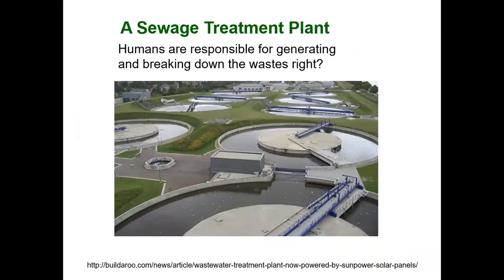And here we have a sewage treatment plant. Humans are responsible for generating and breaking down the waste, right? Meaning we generate the waste when we drain stuff down our sink and flush our toilets. That's where that comes from, right? And then humans break it down, right? That's why we built these plants for breaking down the waste, right? Anyone disagree? Anyone agree?